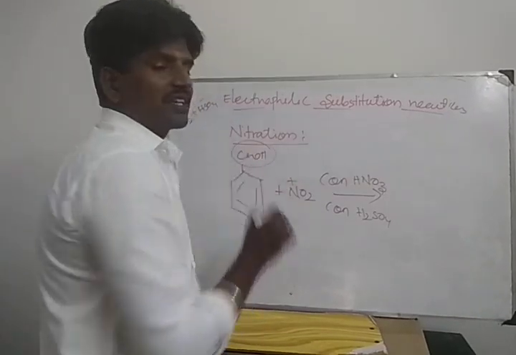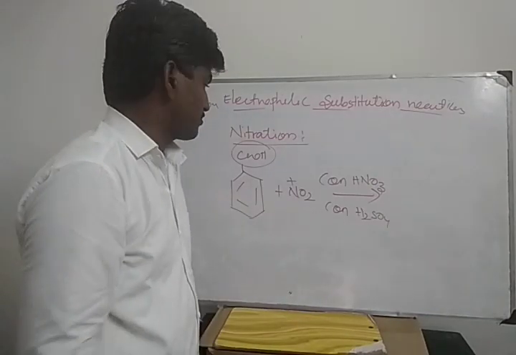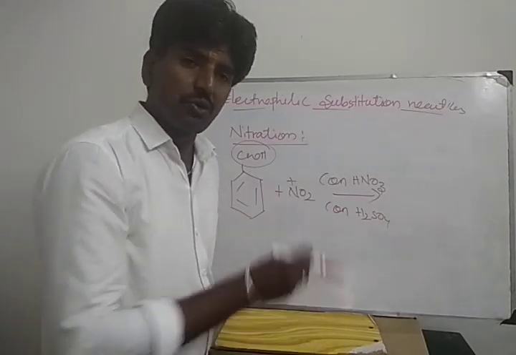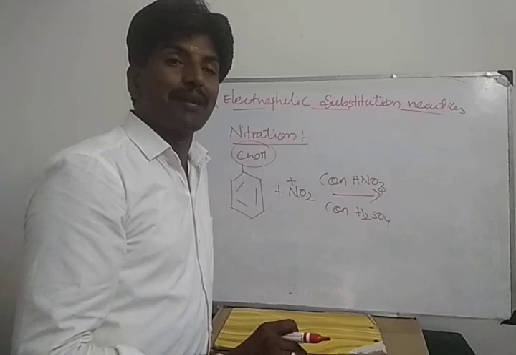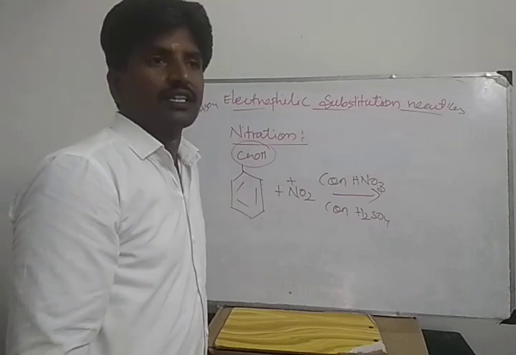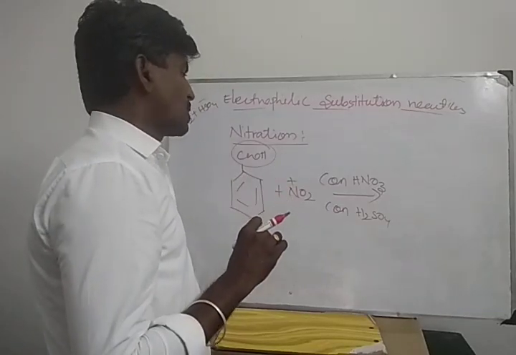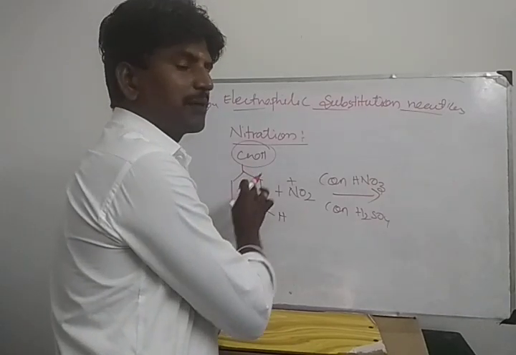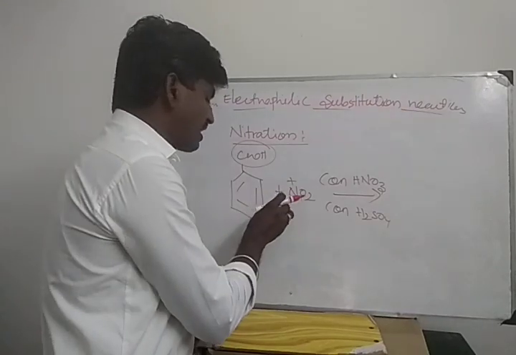Here the COOH group is present. COOH group is a meta-directing group. COOH, carboxylic acid group, aldehyde group, nitro group, these are all examples of meta-directing groups. So the chemical reaction takes place in the meta position. I mean the incoming group moves towards the meta position. Each and every carbon contains one hydrogen, but in the chemical reaction the incoming group moves towards the meta position. That's why I am going to show the hydrogen atom in the meta position.